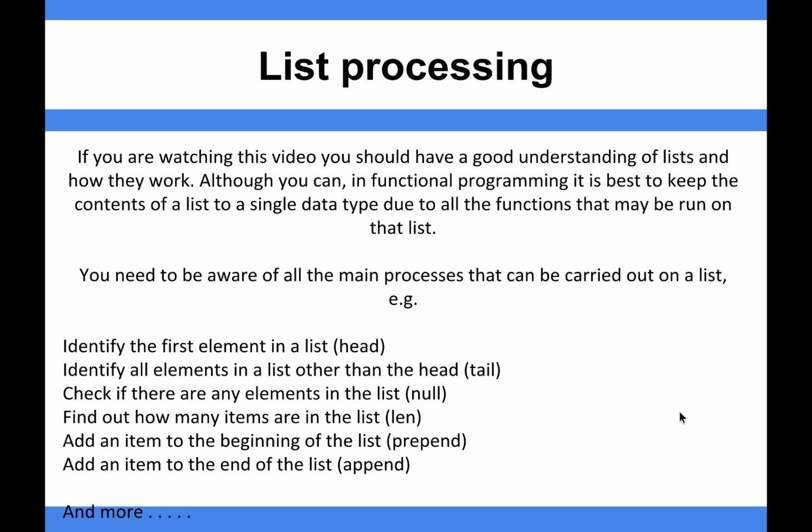So check if there are any elements in the list. Find out how many items are in the list. Add an item to the beginning of the list, add an item to the end of the list, add an item in the middle of the list, delete an item from the list. You get the idea. These are all things that you should be able to process on a list. Some of them you've done in the past. The key one is the top one, understanding what the head of the list is and what the tail of the list is.